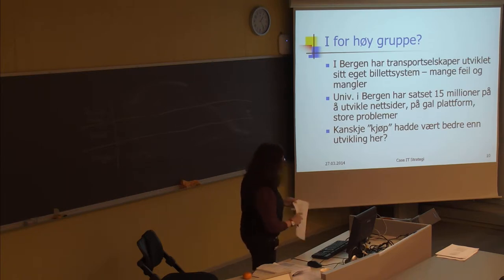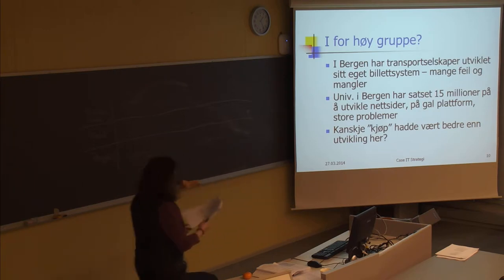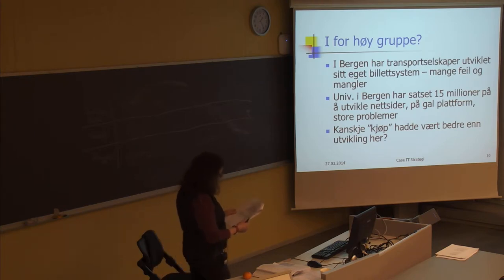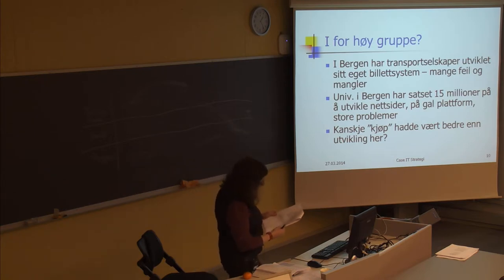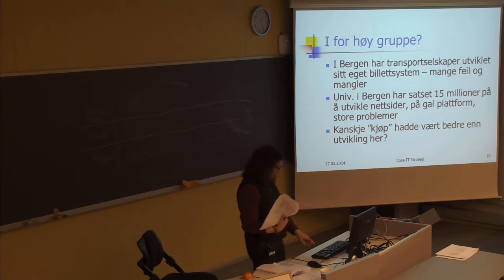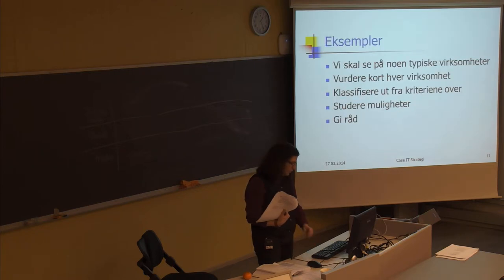Maybe these are some companies that are too highly decision board and the transport companies developed their own ticket systems, with many failures and deficiencies. The University of Berlin invested $15 million on developing sites. The wrong platform made a problem. Maybe buying is better than developing in this case. So the question is, when would you actually do the technological investing? In some cases, the companies have placed themselves in the wrong category.